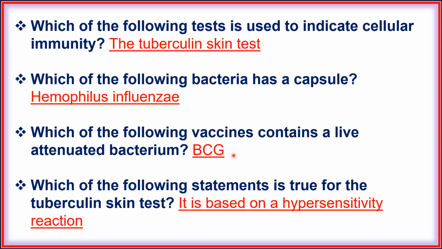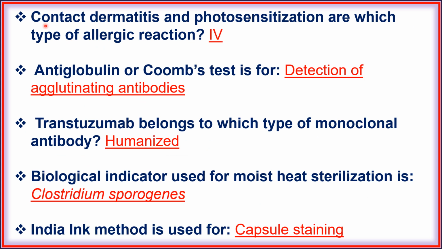That is BCG. Next, which of the following statement is true for the tuberculin skin test? It is based on a hypersensitivity reaction. Next, contact dermatitis and photosensitization are which type of allergic reaction? Type 4. Next, antiglobulin or Coombs test is used for detection of agglutinating antibodies.